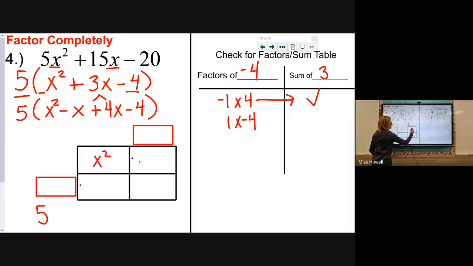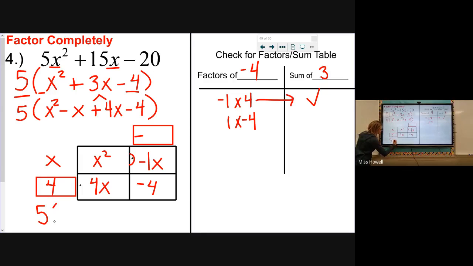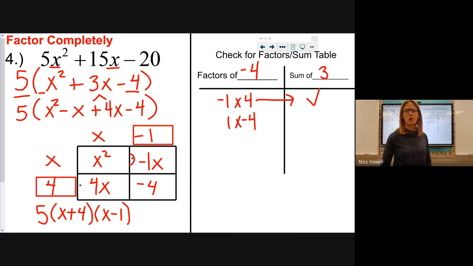X squared, negative 1x, 4x, and negative 4. All right, this is negative. Pull it out right now so you don't forget about it. All right, top row, x squared and negative x both share an x, or 1x. 4x and negative 4 both share a 4, and it would be positive, not negative, so be careful there. So x plus 4. All right, this first column, x squared and 4x, again, both share an x. And then negative 1x and negative 4 both share negative 1, so x minus 1. In this case, again, we have 3 total factors: a 5, an x plus 4, and an x minus 1.